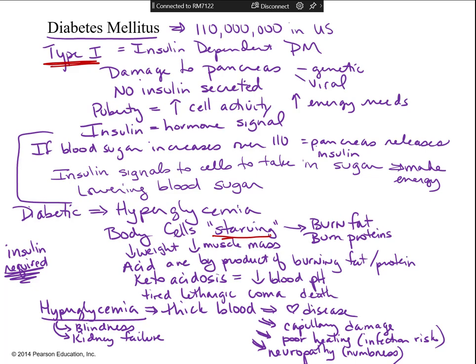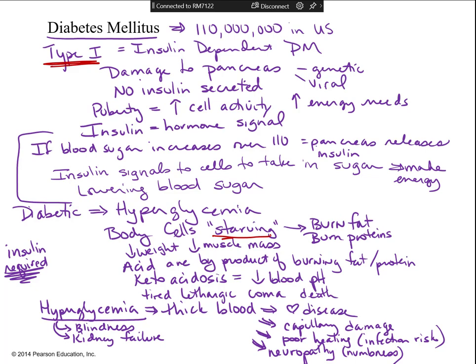So the cells are like, we're starving. In the meantime, these people are usually starving. These are the people that are eating constantly. They are always hungry because the brain's going, cells aren't getting any glucose, we really need to eat more. So these are people that are eating, but they don't put on weight. They're eating, but they're actually getting smaller.